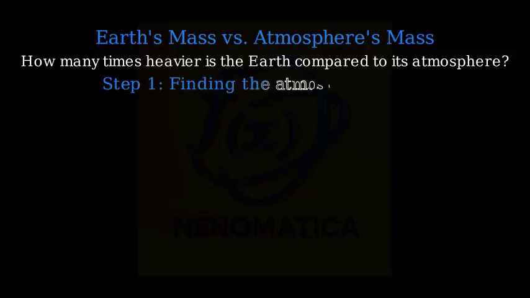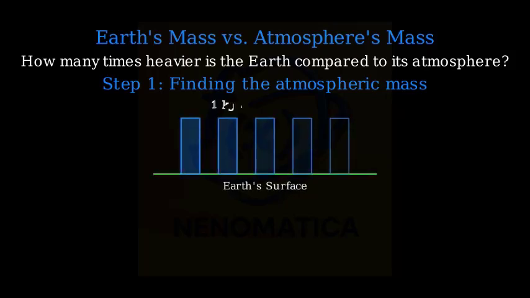Let's start by thinking about how to calculate the mass of the atmosphere. We know that air pressure at sea level on Earth is about 1 kilogram per square centimeter. This means that for each square centimeter of Earth's surface, there's a column of air with a mass of 1 kilogram pressing down on it. So if we can determine the total surface area of the Earth in square centimeters, we'll know the total mass of the atmosphere in kilograms.